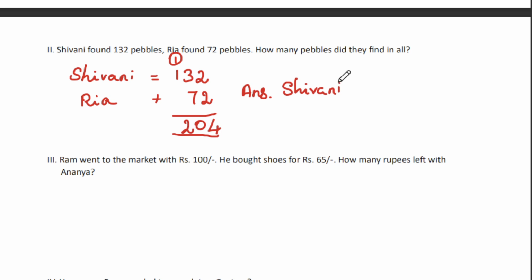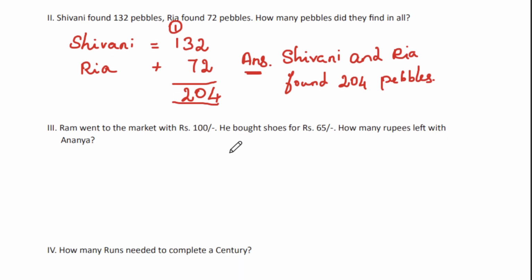So you have to write the answer like this, students. Then only they will give full marks. Shivani and Ria found 204 pebbles. So you have to complete the answer like this, with the statement, and underline the answer also. Okay. Next, Ram went to market with rupees 100.